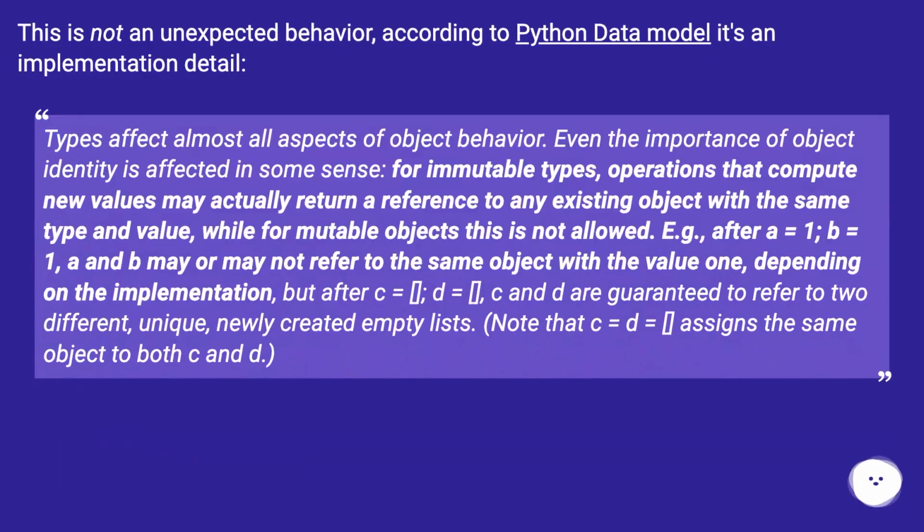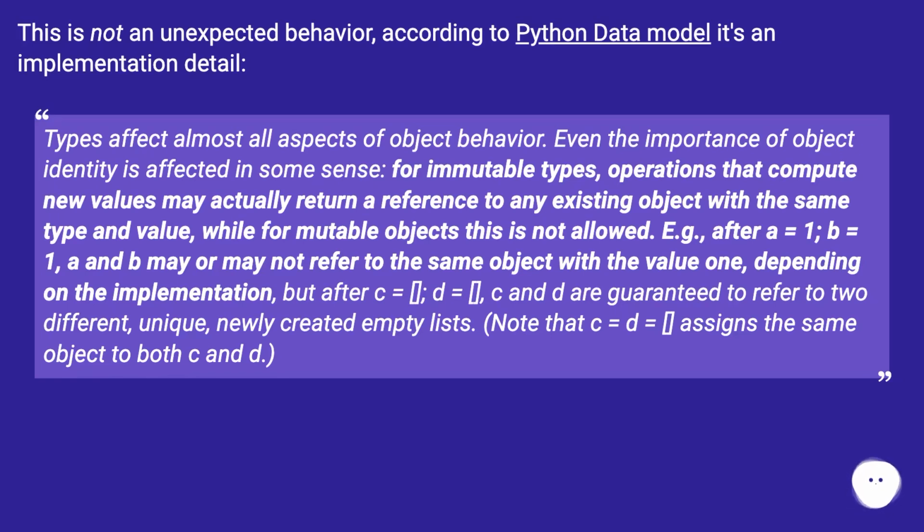This is not an unexpected behavior. According to the Python data model, it's an implementation detail. Types affect almost all aspects of object behavior. Even the importance of object identity is affected in some sense. For immutable types, operations that compute new values may actually return a reference to any existing object with the same type and value, while for mutable objects this is not allowed.